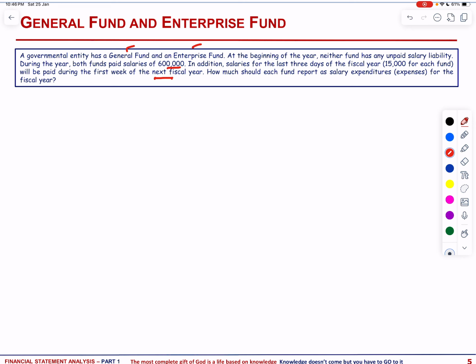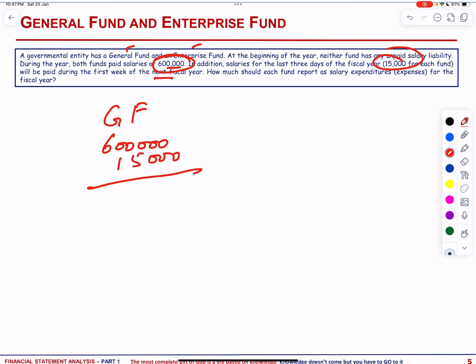So the salaries paid during the year is 600,000. These are to be recognized as expenditures in the current fiscal year, and the salaries for the last 3 days for the year, that is 15,000, are to be paid during the first week of the next fiscal year. And since these are expected to be paid within 60 days of the end of the fiscal year, they should also be recognized as expenditure for the current year. So the general fund should report 600,000 plus 15,000 in salary expenditures for the fiscal year.